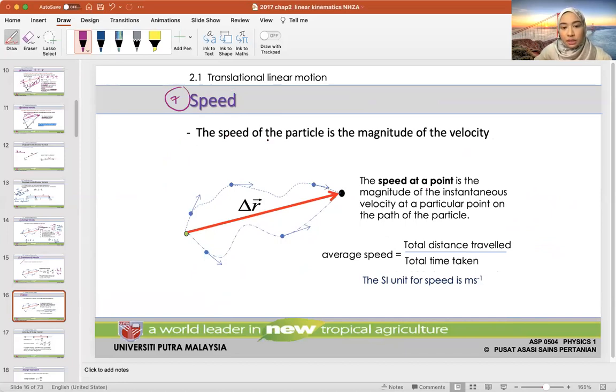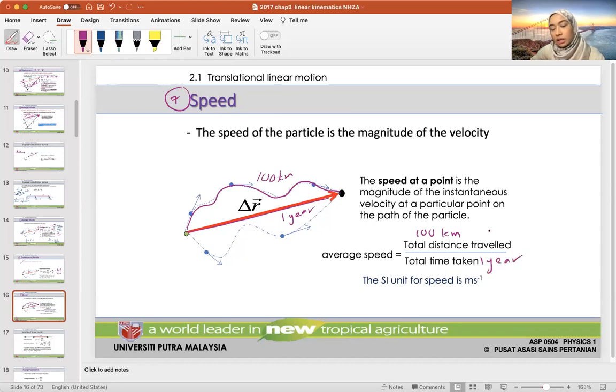Okay, so speed. What is speed? Speed of a particle is the magnitude of the velocity ataupun the total distance travel over the total time. So instead of taking the displacement, we are concerned about semut tu punya well-being. Kita nak tahu, okay, semut ni jalan berapa jauh sebenarnya. So kita tengok kat sini 100 km, ya Allah panjangnya. But this is the total distance travel. And then the total time taken is 1 year. Kesian dia.